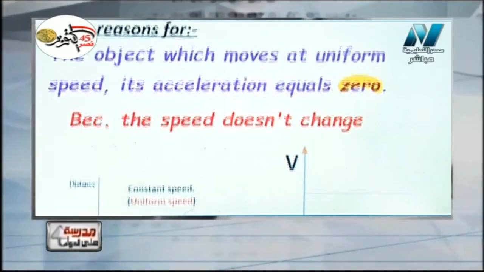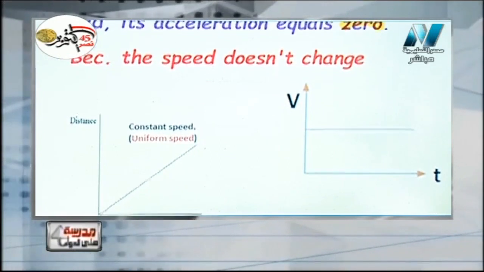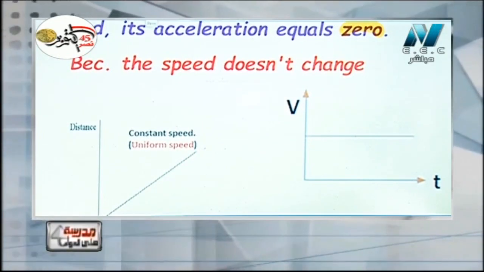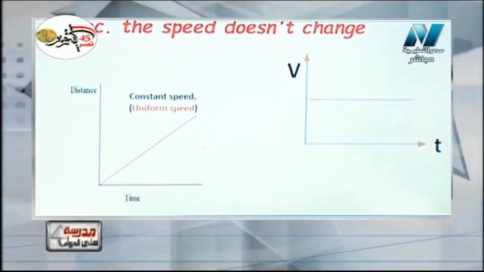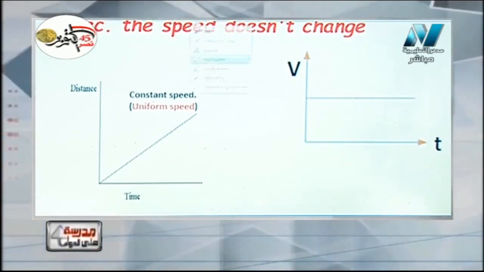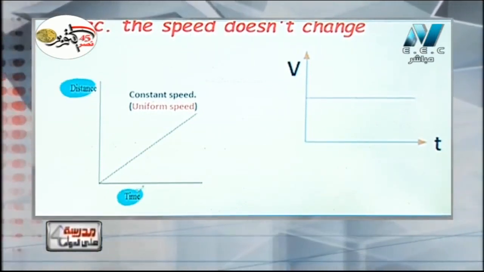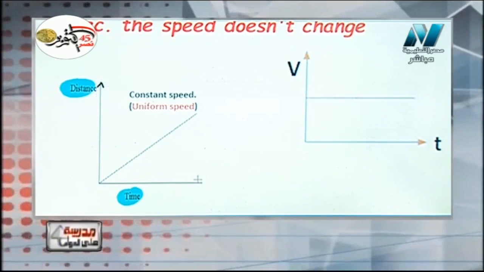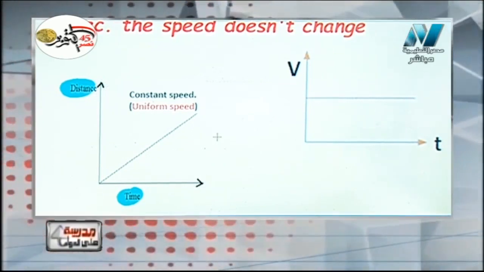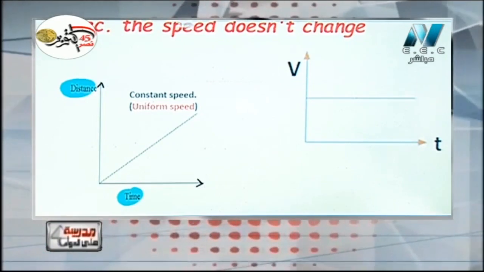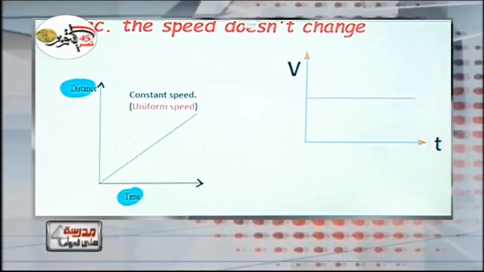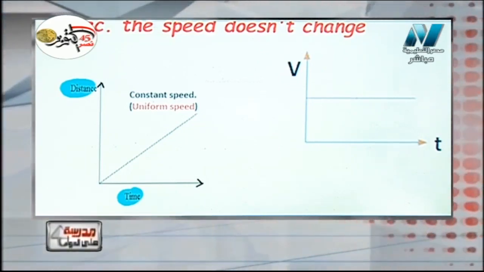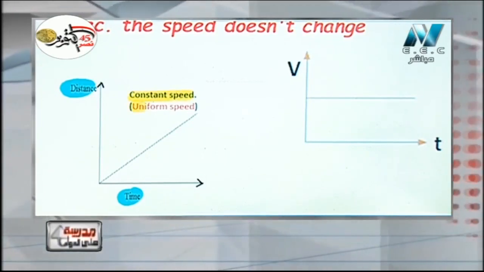The speed didn't change, and we have two graphs that represent uniform speed, as we see here. One of them is the distance-time graph. The distance-time graph is represented by a straight line that passes through the origin point. So here we talk about constant speed. Uniform speed means regular speed, not a body at rest. No. We talk about constant speed or uniform speed.